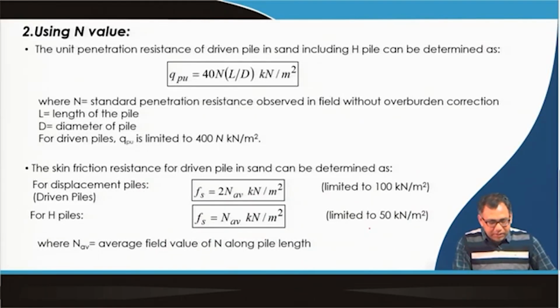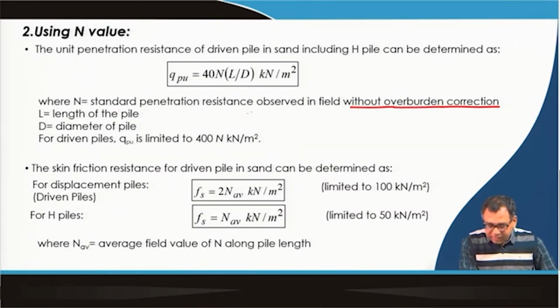Then by using the N value also we can determine the tip resistance. N is the standard penetration value, the SPT value observed in the field without overburden corrections. I have mentioned that in a few cases you have to apply the overburden correction, and in a few you do not. So, here overburden correction is not required, so it is the N value without overburden correction. And this is the length of the pile, this is the diameter of the pile.